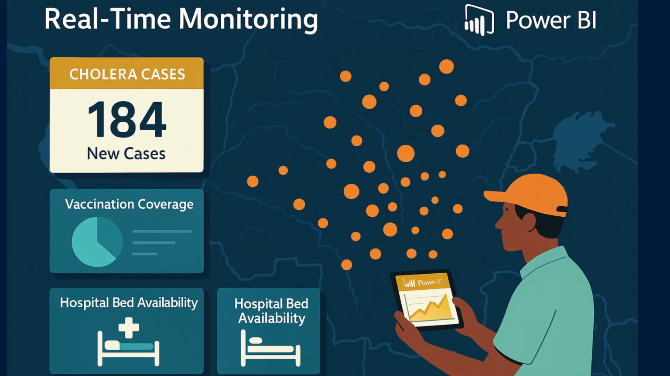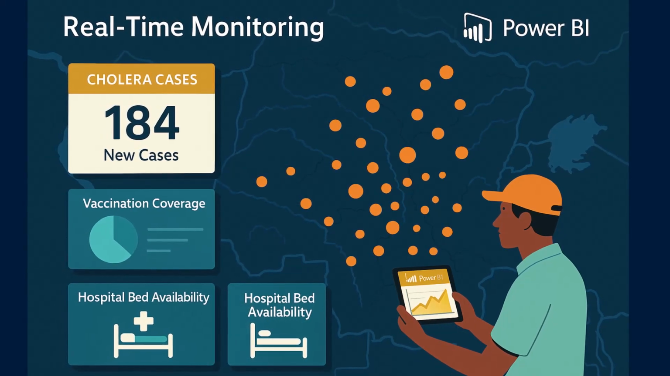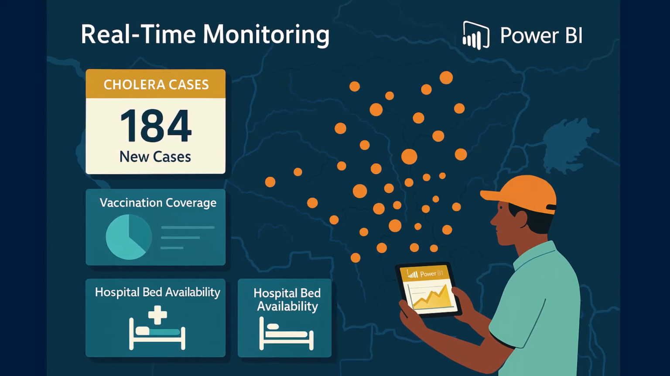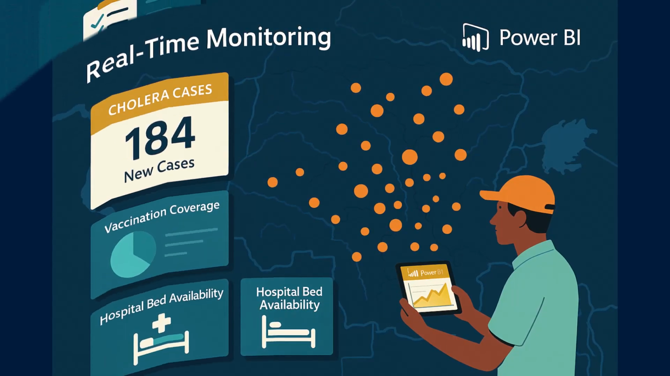Imagine an outbreak of cholera in a remote region. With Power BI, health teams can track new cases as they are reported, monitor vaccination coverage, and even check hospital bed availability, all in real time.